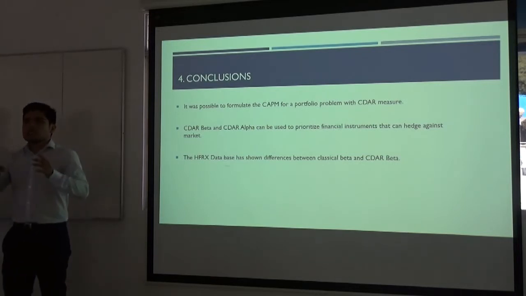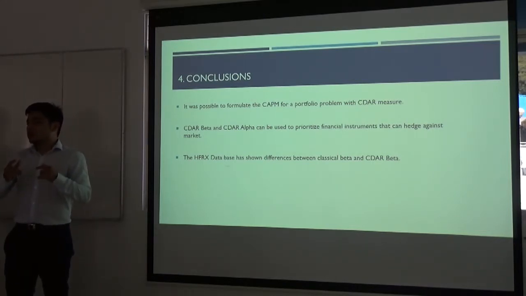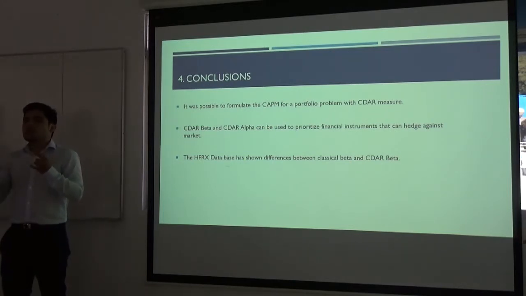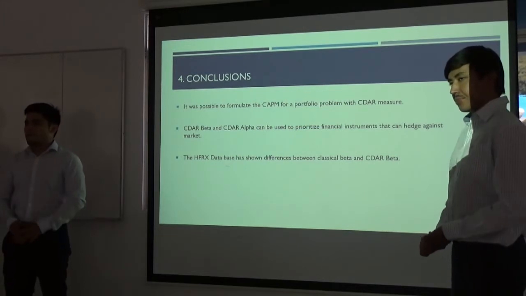What I want to tell you with this is, if you have a classical beta with a positive value, you can have a CDR beta with a negative value. And this is useful because you can have a hedge against market drawdowns. Thank you.